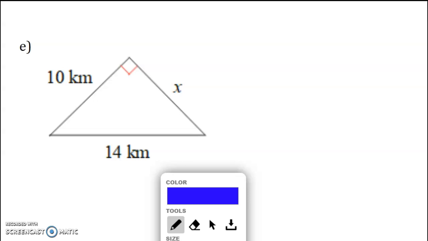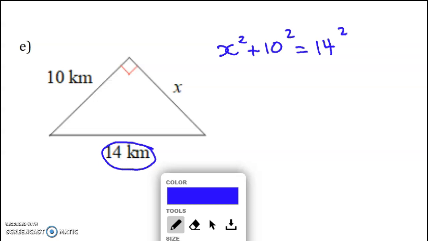Okay, so in this case, we need to figure out which are the legs and which is the hypotenuse. The hypotenuse is this, and x and 10 are the legs. That means we start with setting up the equation first. Please, please, please do this first, okay? And that leaves me with x squared plus 100 is equal to 14 squared, which is 196, I believe. All right, so then we are going to subtract 100 from both sides.